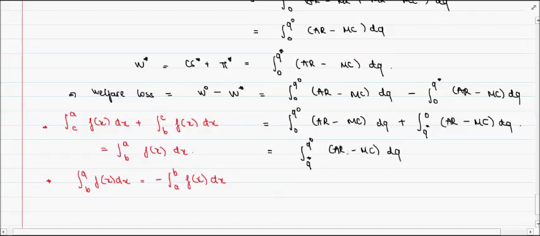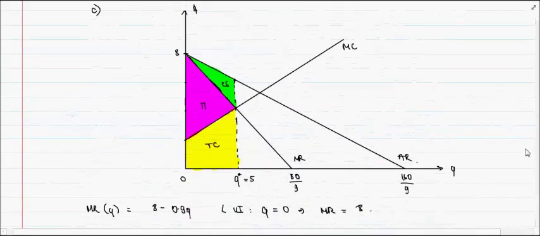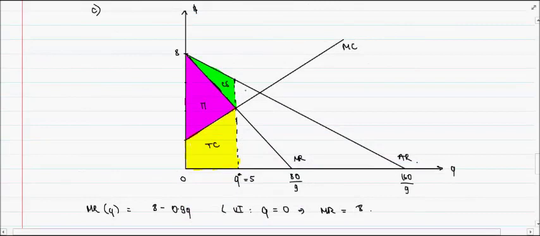of AR minus MC dq. So that is just the difference between the average revenue and the marginal cost curve for the interval from q star to q0. On the diagram, it's going to be the section under the average revenue curve, above the marginal cost curve, and between the quantity q star and the quantity q0, which is the intersection between the marginal cost and the average revenue. Like I mentioned before, the socially optimal level of output is the intersection between the average revenue and the marginal cost curve. So this is the quantity q0 over here, the socially optimal level of output.